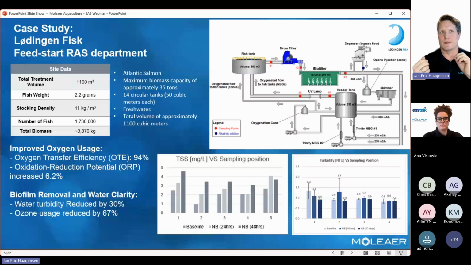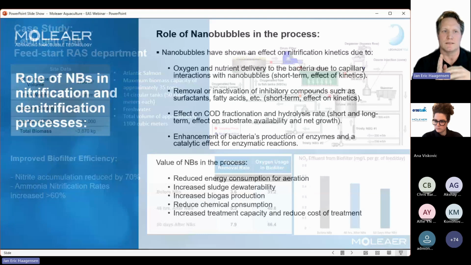It's been discussed that since we're cleaning the system, that the system becomes clean, and then the oxygen and intensification of oxygen availability is doing this. But yes, in part, but not all. And this is something that we found more out of, and that is the role of nanobubbles in the nitrification and denitrification process. Is that they've shown an effect on the nitrification kinetics because of the oxygen and nutrient delivery to the bacteria due to capillary interactions with nanobubbles and the removal of inhibitory compounds such as surfactants and fatty acids. And these are short-term.